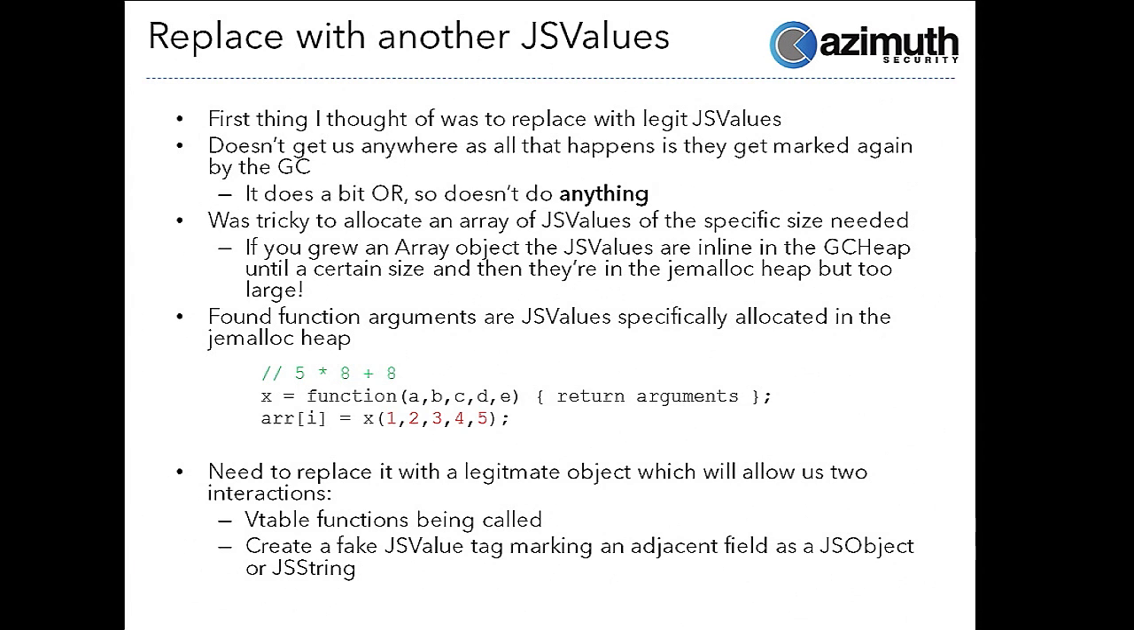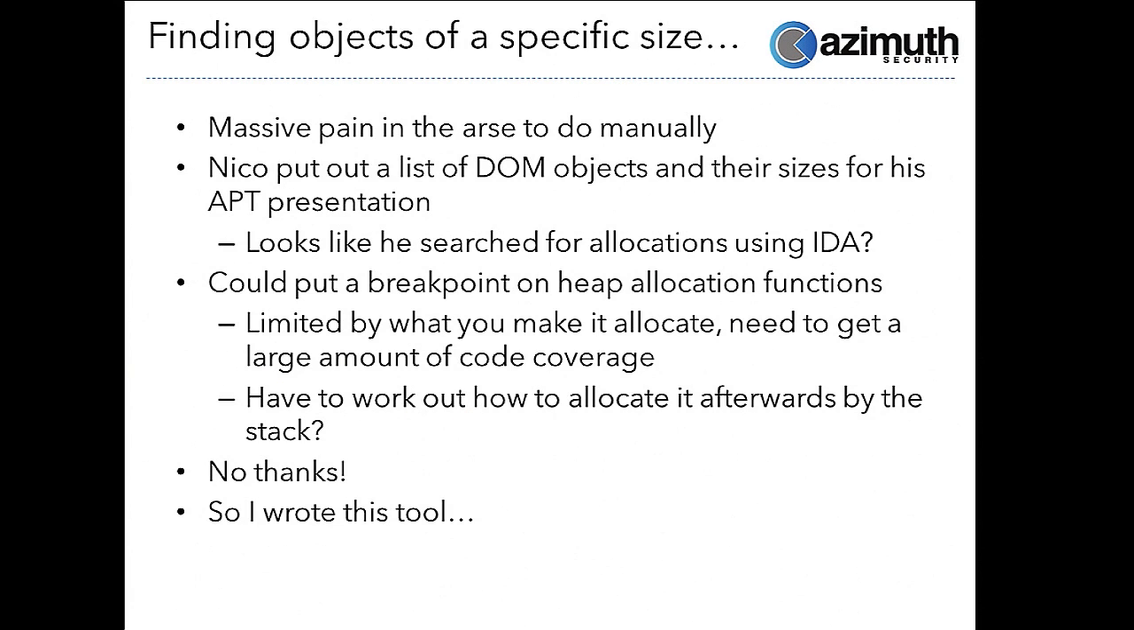So yeah, but we need to work out how to replace it with legitimate objects, which will allow us these two interactions. We can use this vtable being called, or we can create this fake JS value tag, which is something I'll go into in a second. But first we need to replace it with an object of a specific size, like 0x30 to 0x40 non-inclusive.